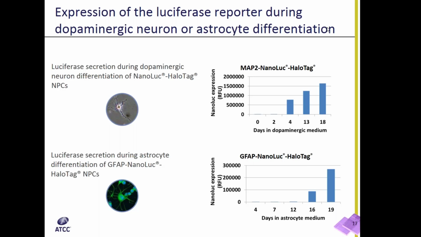Likewise, we can see nanoluciferase secretion in GFAP NanoLuc HaloTag reporter NPCs in a time-dependent manner after treating the cells with astrocyte differentiation media. We saw a significant increase in luciferase at day 16. Therefore, these neuroprogenitor cell reporter lines can be used to assess the progression of neuroprogenitor cell neural differentiation.